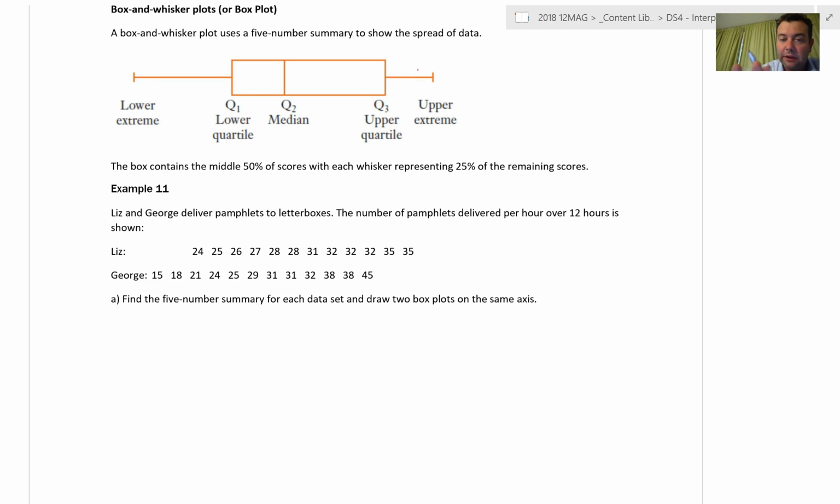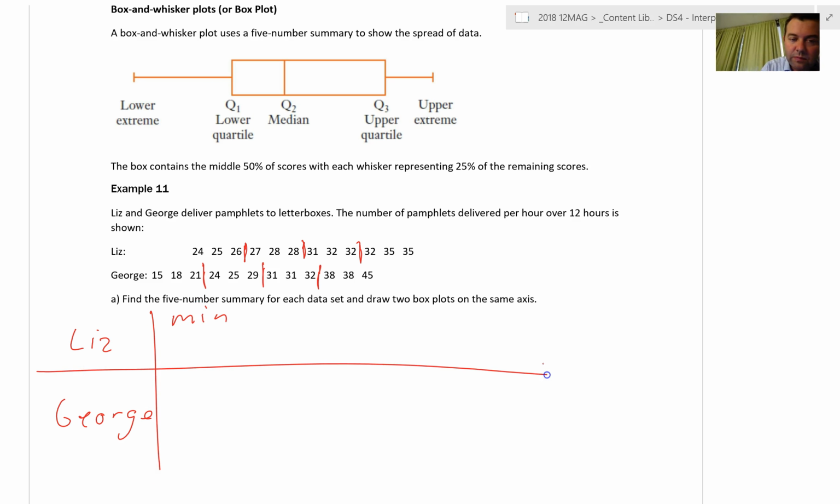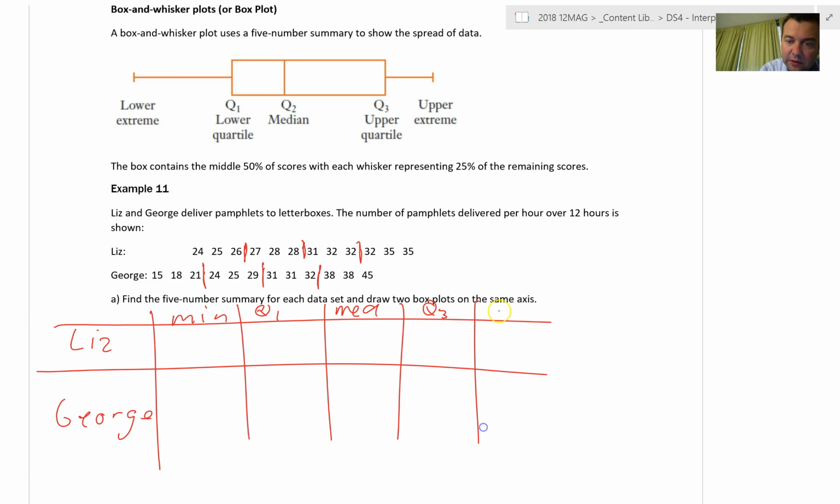Now, what you want to do is split it into 4 equal groups. Here, here, and here for Liz, and here, here, and here for George. 5-number summary. Now, Liz, George. Let's do it as a table. Minimum, Q1, median, Q3, maximum. We are putting 10 scores in here, so we can manage this.